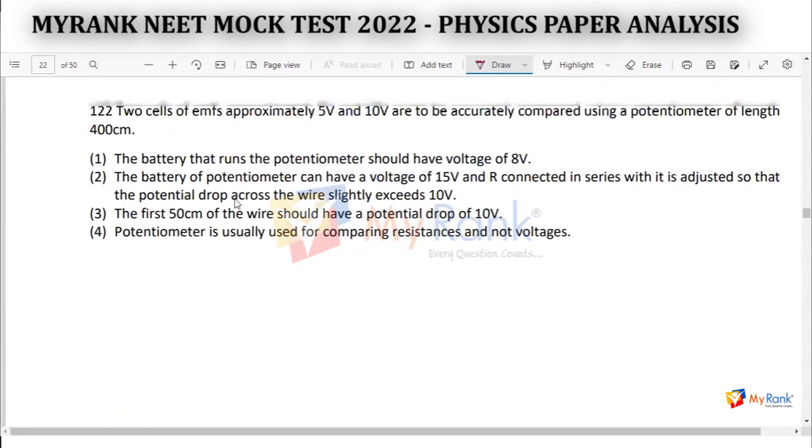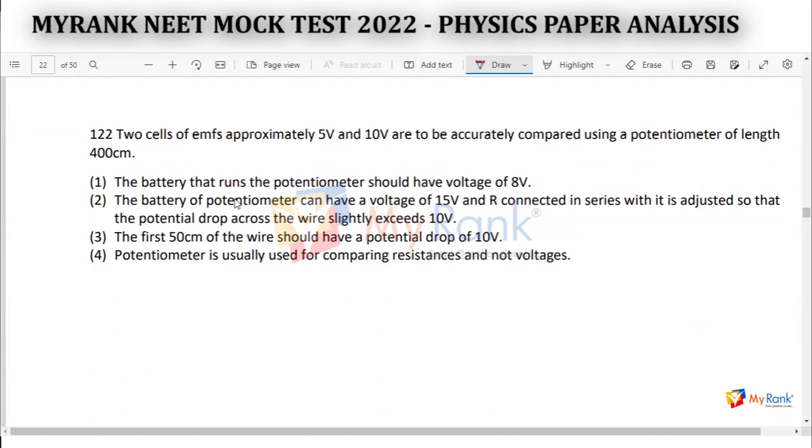Next. Two cells of EMFs approximately 5 volt and 10 volt are to be accurately compared using a potentiometer of length 400 centimeters. So potentiometer length is just 400 centimeters, and cell EMFs are given as 5 and 10 volts. Right? Now what is being asked: the battery that runs the potentiometer can have voltage of 15 volts and is connected in series with a resistance so that the potential drop across the wire slightly exceeds 10 volts.